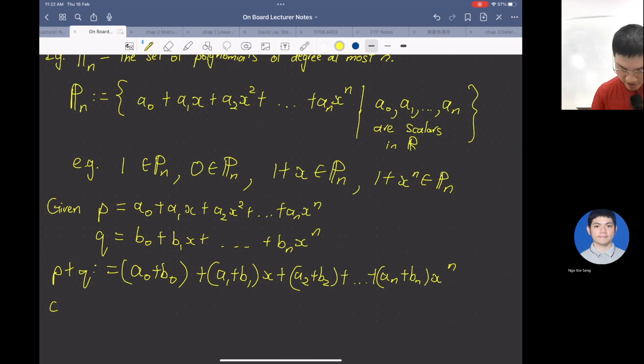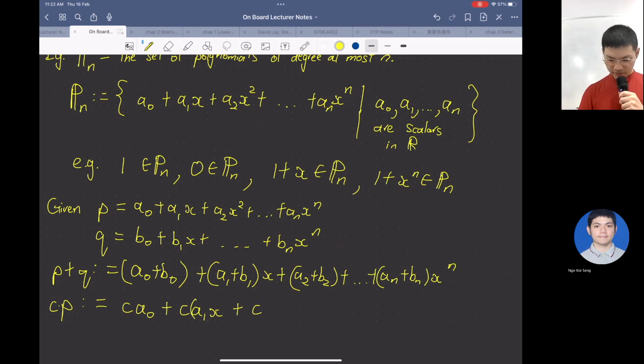Next, how about c times p? How about a scalar multiplied with any polynomial? How do you define it? You distribute. So you just multiply every term by the scalar.